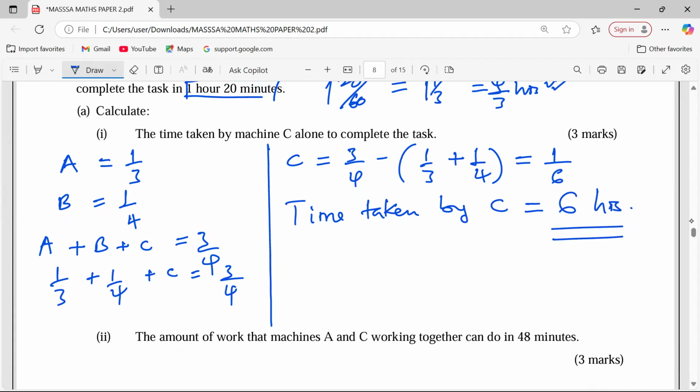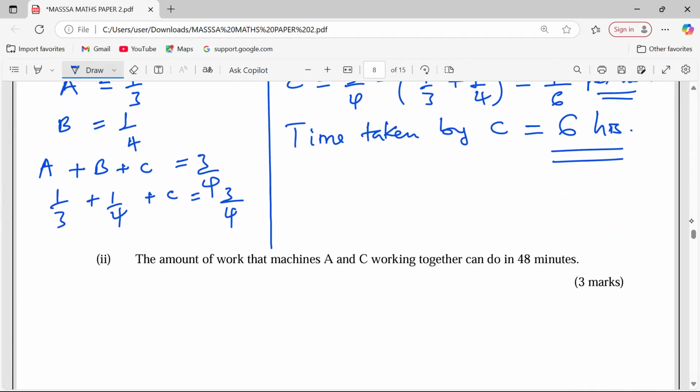So given total time taken, for us to get the fraction worked in an hour, we need the reciprocal. Given the fraction worked, for us to get total time taken, we again take the reciprocal, which is now 6 hours in this case, because this is per hour. Because if we had been given 6 hours total time for C, we would have said per hour, C works a sixth. Now that we are getting a sixth first, then total time becomes 6 hours. That's simple. So we can now continue with the second part.